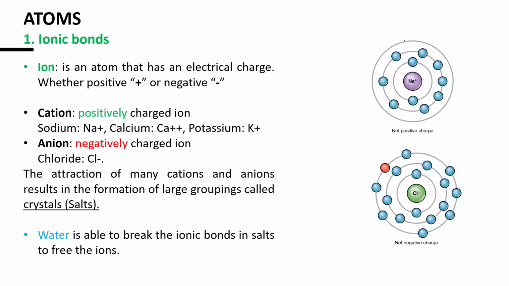All right, ionic bonds. So first we need to determine what is an ion. An ion is an atom that has an electrical charge. Now, this electrical charge could be positive or it could be negative. That doesn't matter.